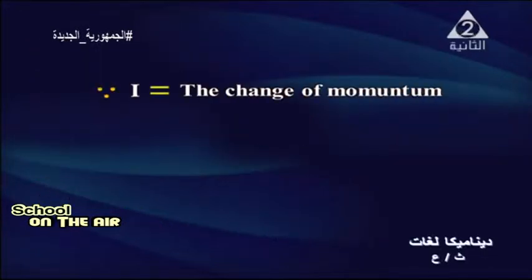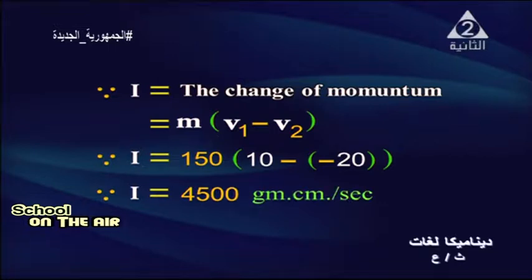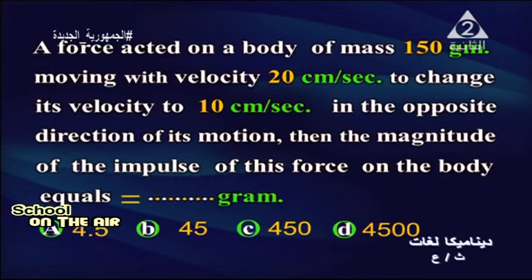We know that the impulse I equals the change of momentum. The change of momentum equals m times v2 minus v1. Then I equals 150 times 10 minus negative 20. Then the impulse equals 4,500 gram centimeter per second. Now we can choose letter D.